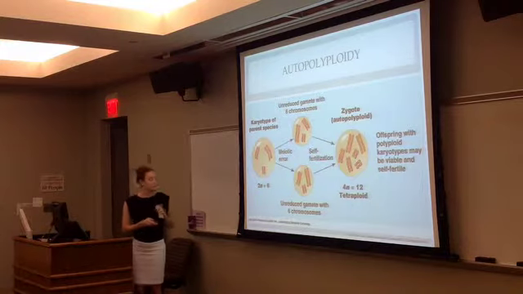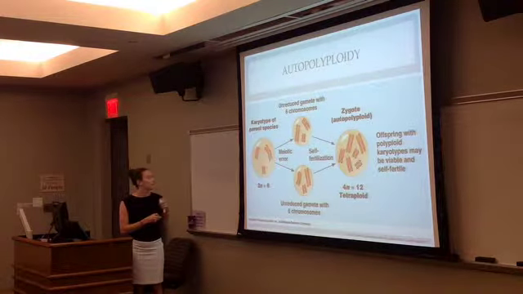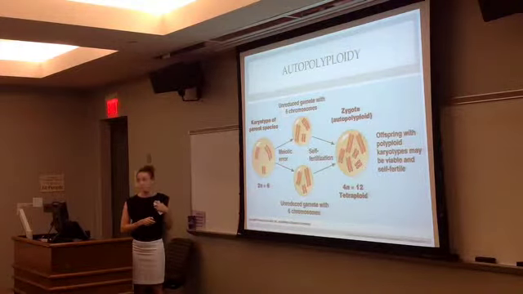And this mechanism shows that there is a single parent species which then produces two unreduced gametes because of a meiotic error, and these unreduced gametes will then fuse together to form the autopolyploid zygote.